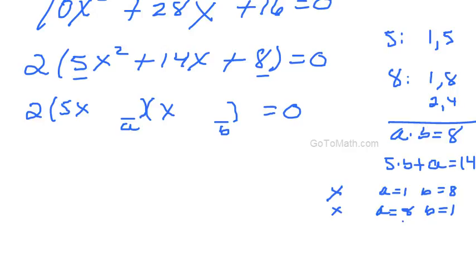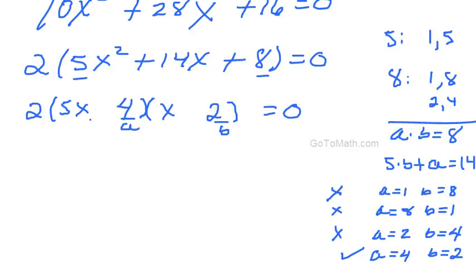Okay, what about 2 and 4? A is equal to 2 and B is equal to 4. We got 5 times 4 is 20, and 20 plus 2 is 22. Sorry, that's not going to work either. So how about A is 4 and B is 2? What do you know, that's got to be it. That's 10, and yep, that checks. So that's our systematic approach. We'll let that be 4 and that be 2.